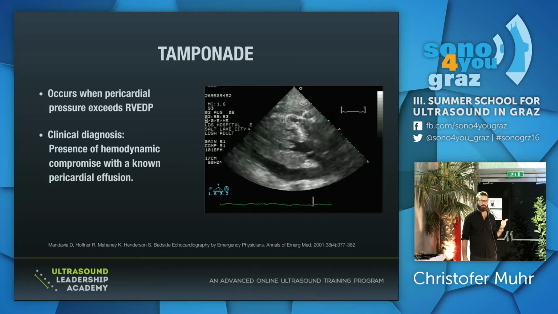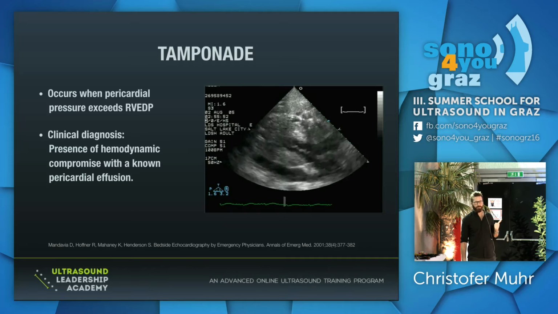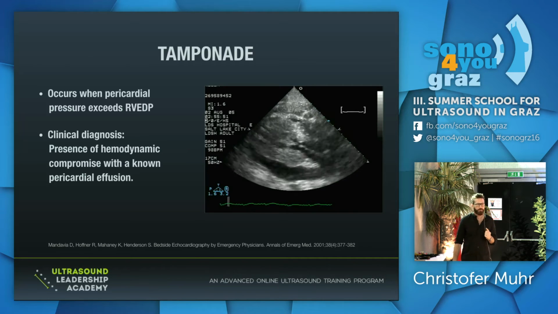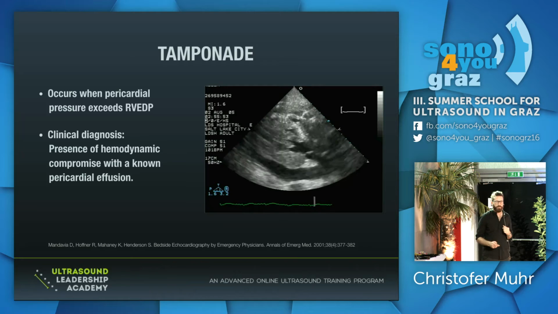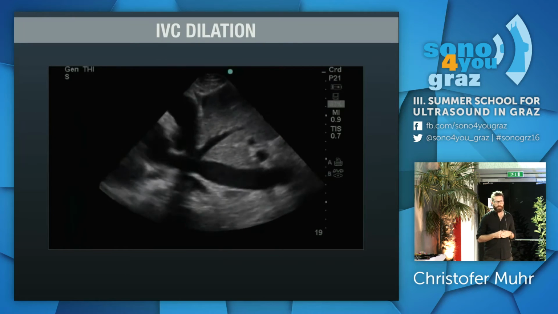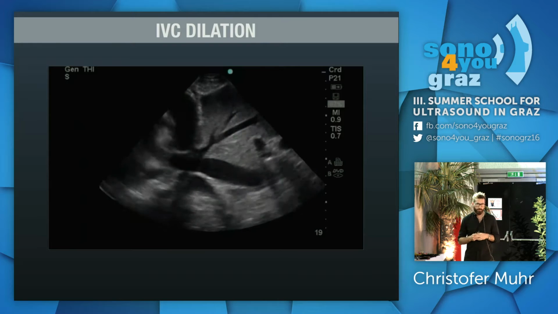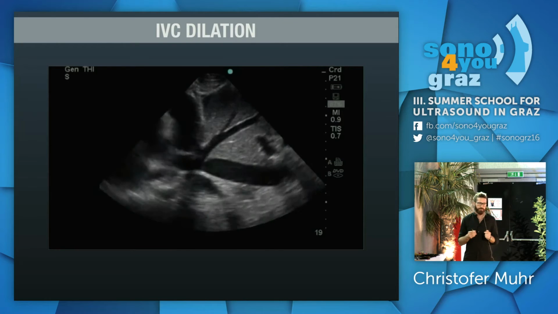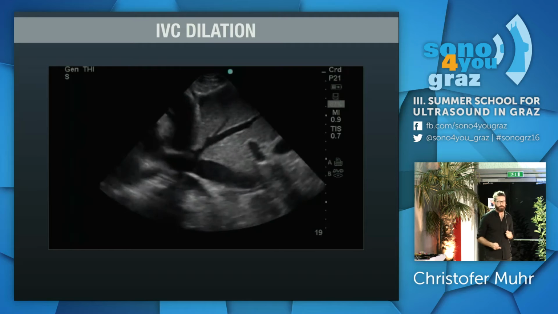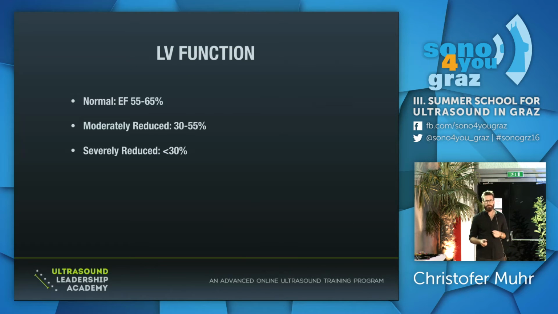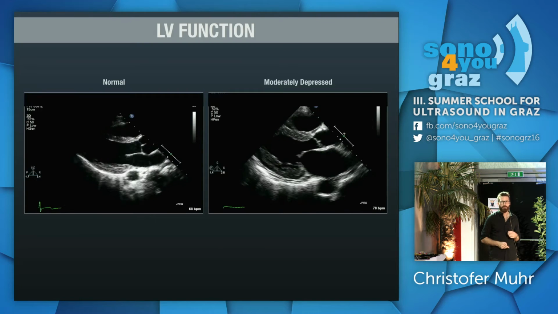So hemodynamic compromise with known pericardial effusion. Just as you said, a patient should be in shock or have low blood pressure with the pericardial effusion. Then they have tamponade, right? They also are going to show you an enlarged IVC. Quickly about left ventricular function. These are roughly the numbers that we use: normal, moderately reduced, and severely reduced, less than 30%.